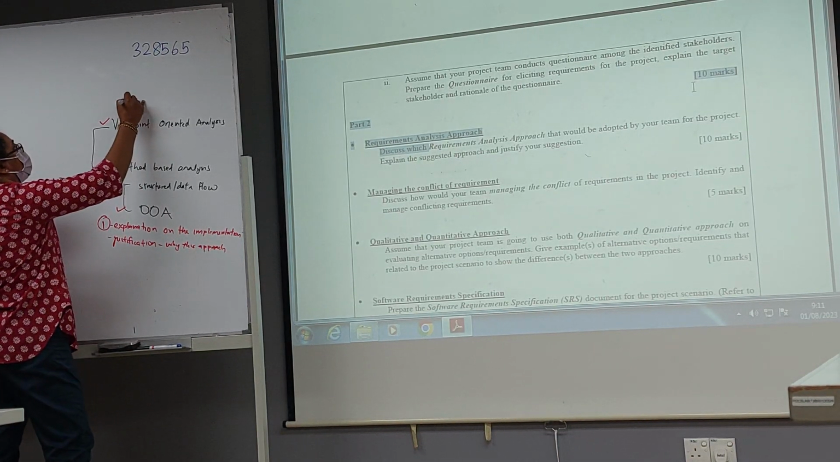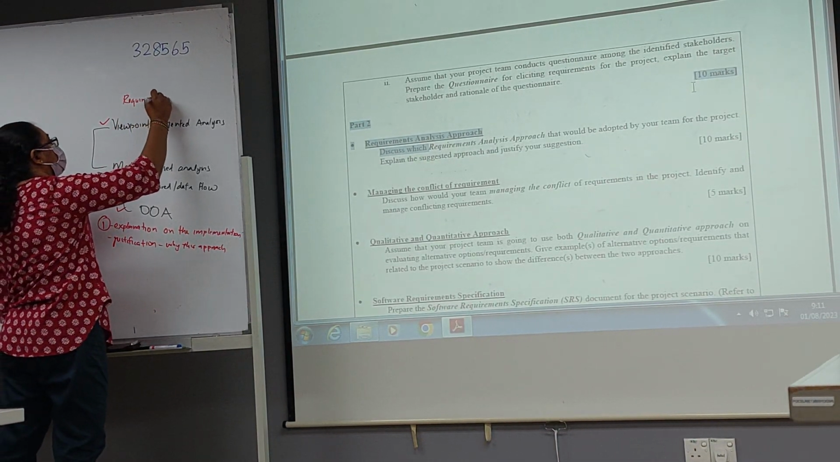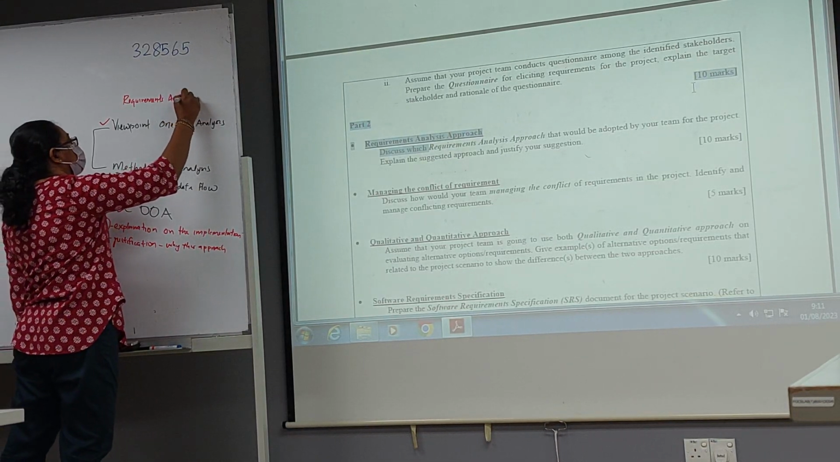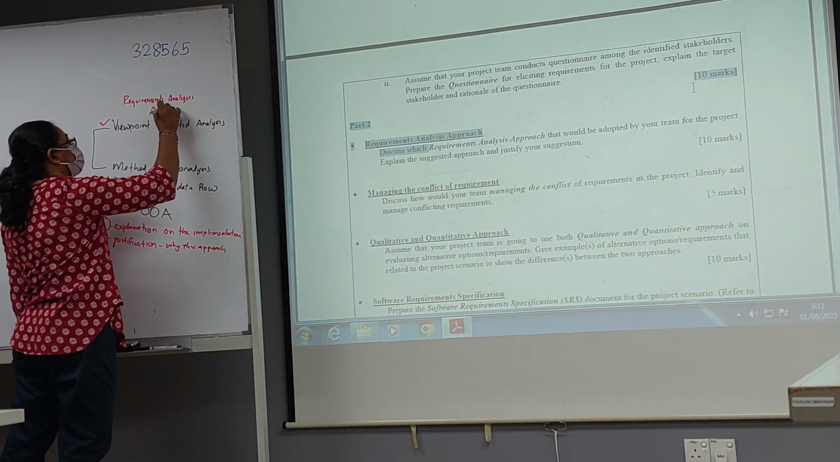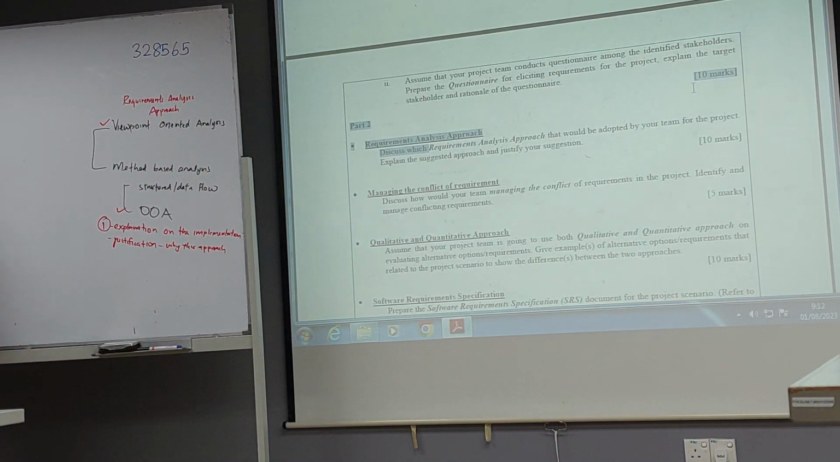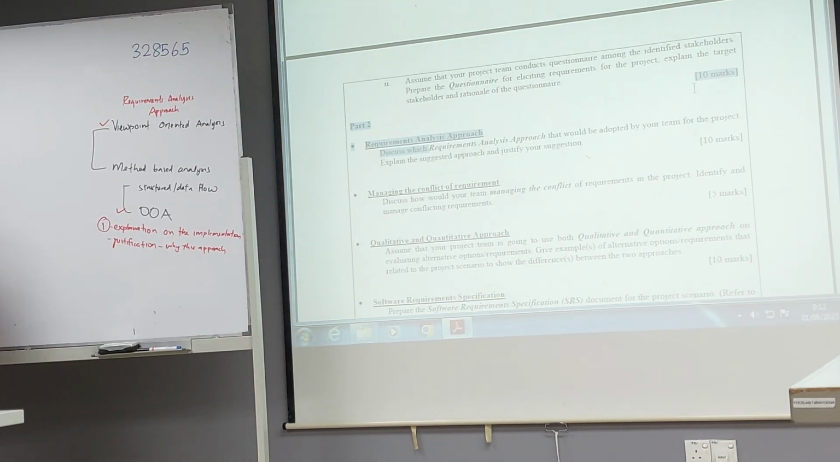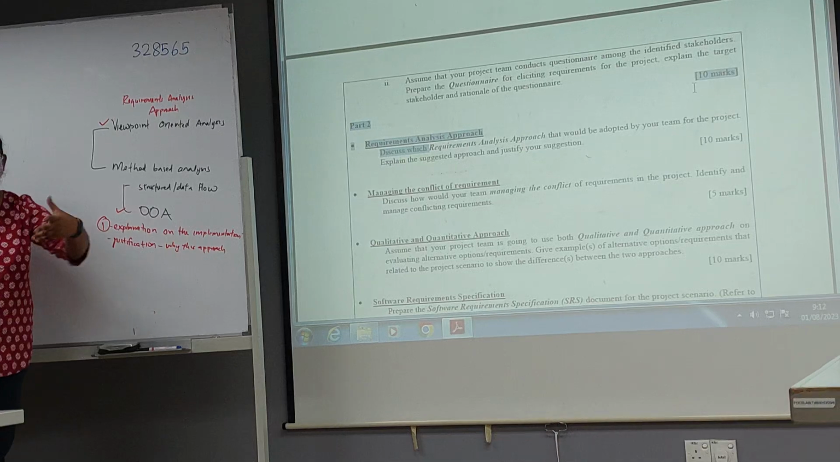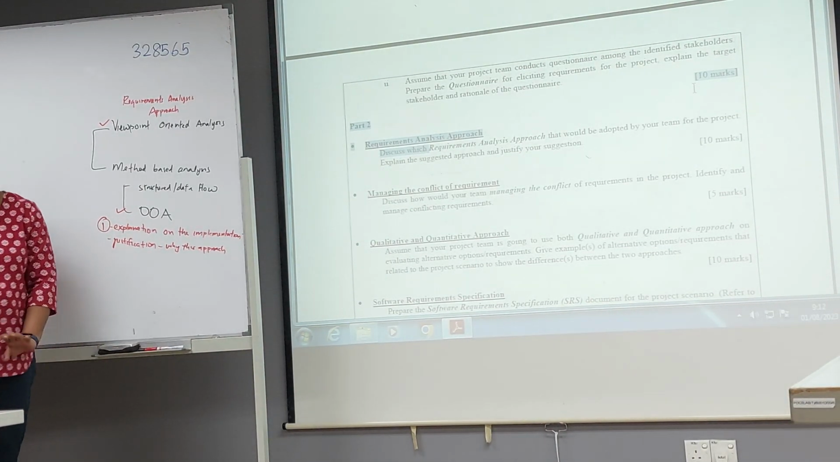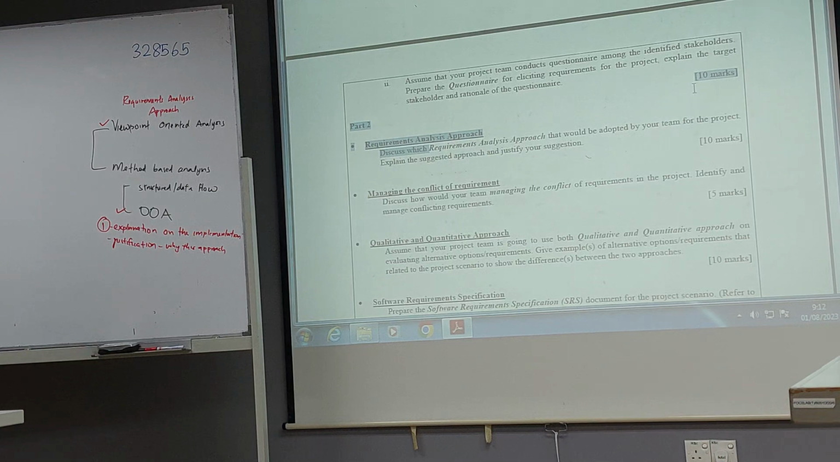So basically this is the requirements analysis approach. You can go for viewpoint oriented analysis or method based. Under method based you have to specify which one you go for. After you choose, your explanation must cover 2 things: explanation on the implementation, how you actually do the analysis, and then justification why you choose this approach. That's all I want. I want it in paragraph form, not suitable to be given in point form for this.